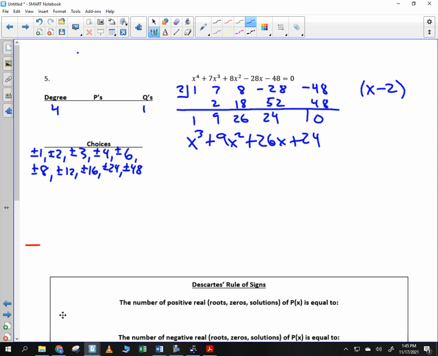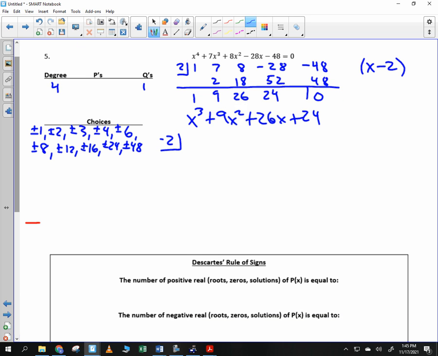Okay, let's try negative. Did I hear -2? Let's try -2. And I throw these across the top. 1, 9, 26, 24. Drop the 1 down. Multiply, add, multiply, add, multiply.